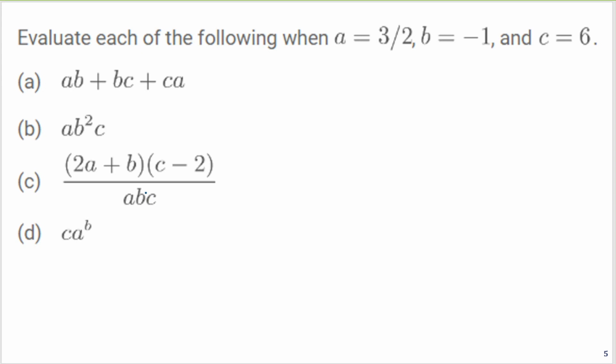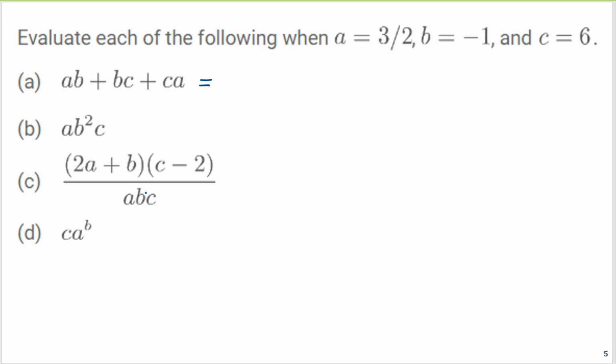Okay, have you finished them? Jacob, have you finished? Okay, let's have a look at the solution together.